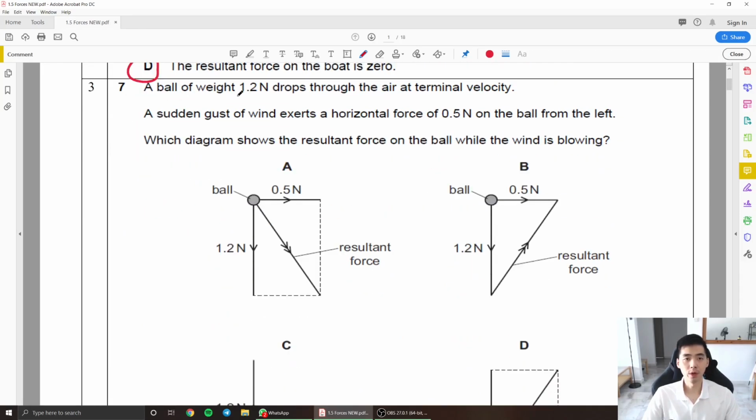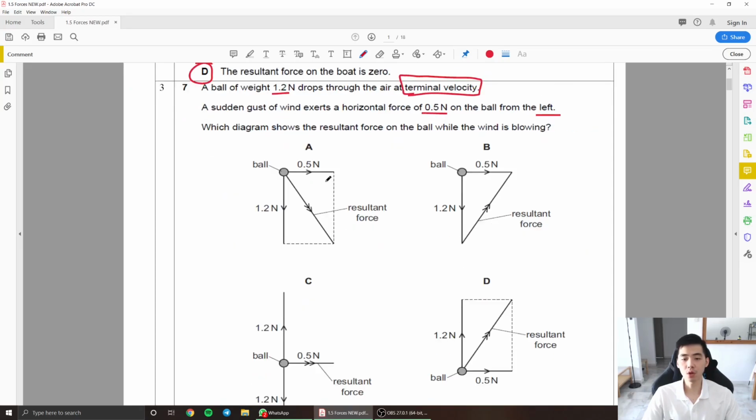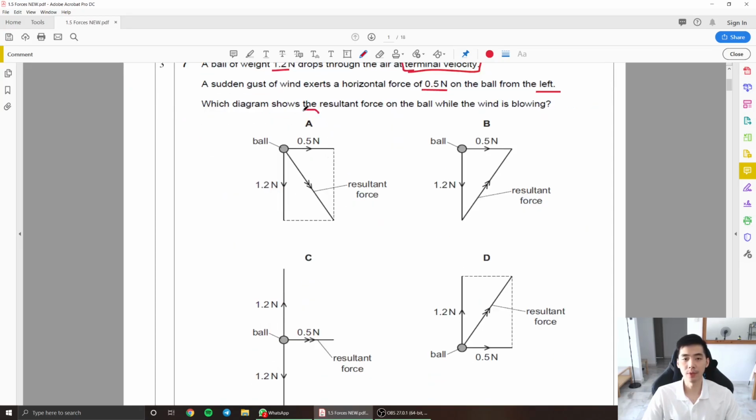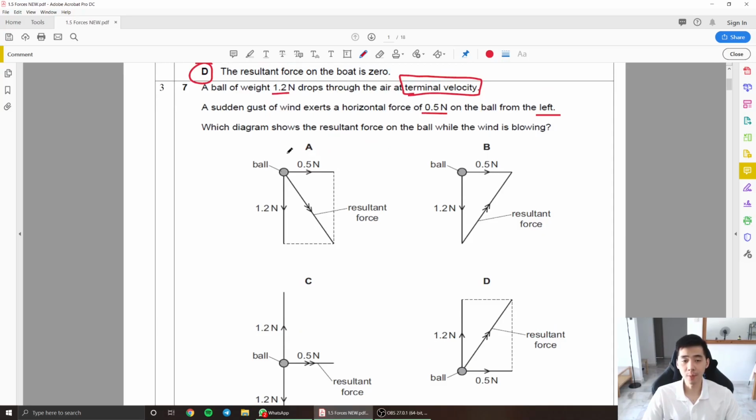A ball of weight 1.2 newtons drops through the air at terminal velocity. Yet again, another keyword here. A sudden gush of wind exerts a horizontal force of 0.5 newtons from the left. Which diagram shows the resultant force of the ball while the wind is blowing? Now, a lot of students are very tempted to circle this as the answer, because they think that this is the wind and this is the weight and this will be the resultant force, right?